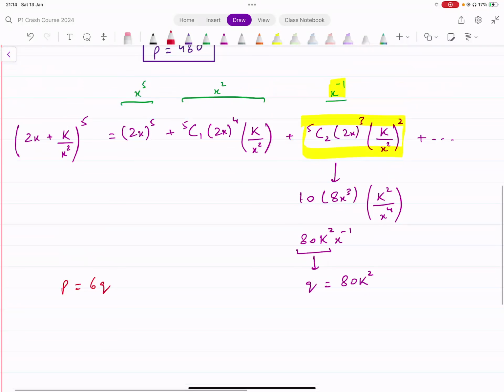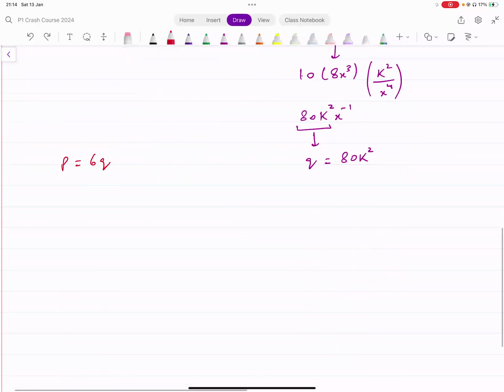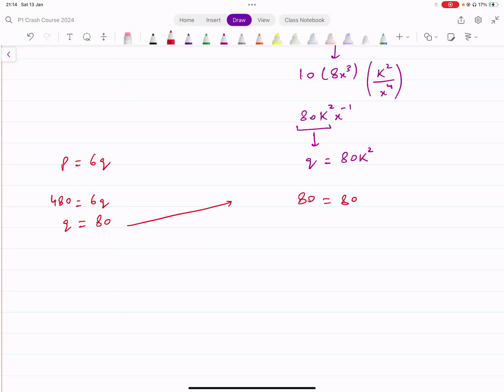All right. And we need to find the value of k somehow. Now, we already know the value of p. We found that earlier. P was 480. We can input that here. 480 equals 6 times q. Q equals 480 over 6. What's that? 80? Yeah, it should be 80. Q turns out to be 80. We put that here. 80 equals 80k squared. And you get 1 equals k squared.